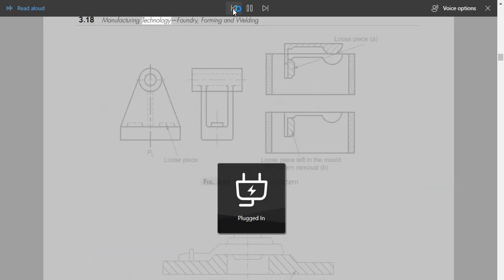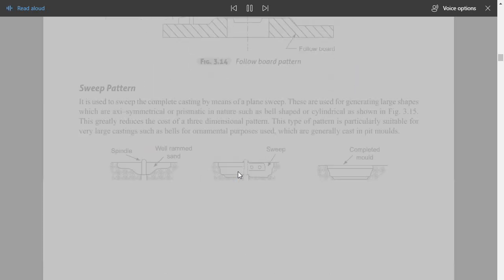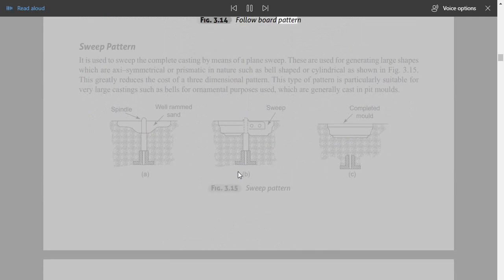3.18 Manufacturing Technology, Foundry, Forming and Welding. Loose piece A. Loose piece left in the mold after pattern removal, BPL loose piece. Fig. 3.13 Loose piece pattern. Follow board. Fig. 3.14 Follow board pattern.